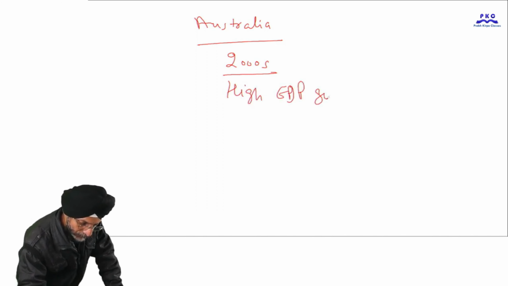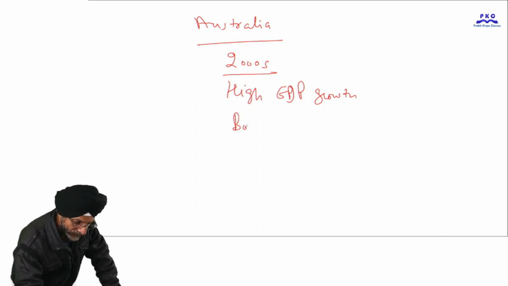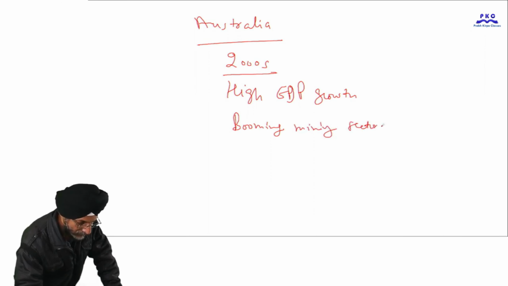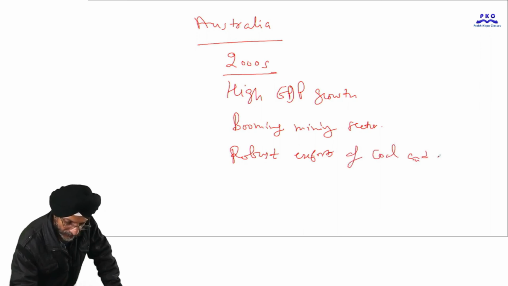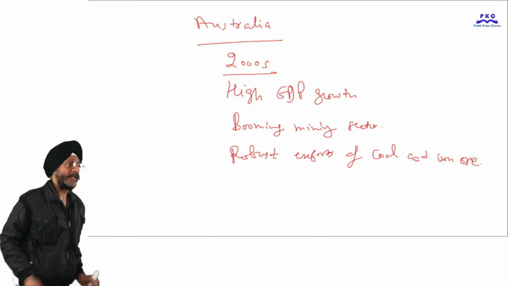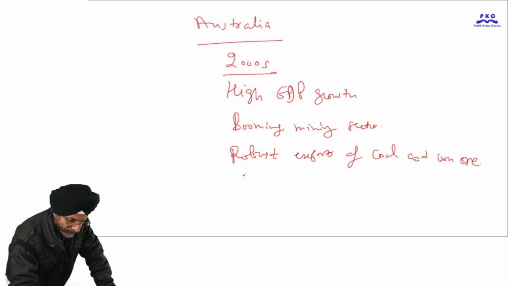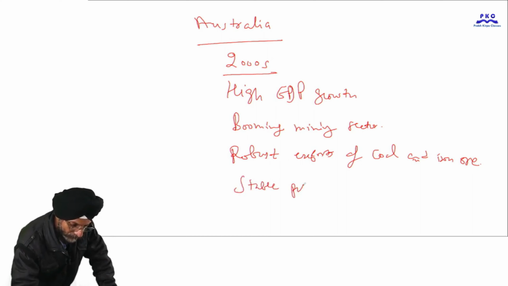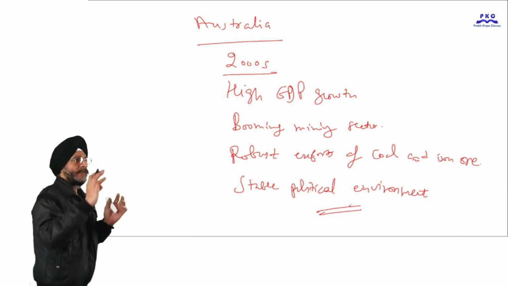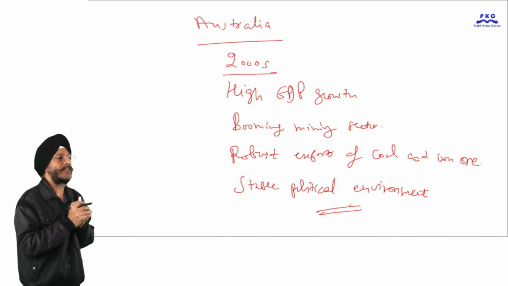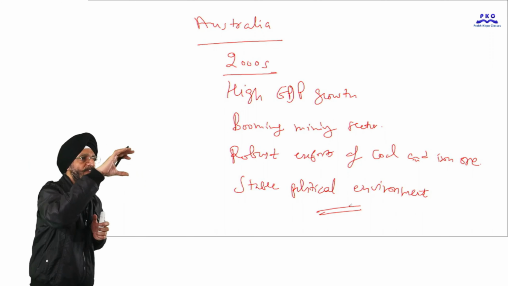high GDP growth, a boom in the mining sector, and robust exports of coal and iron ore. And further, the political environment of that country was stable. So all these factors in Australia in the early 2000s helped in the appreciation of the currency of Australia.